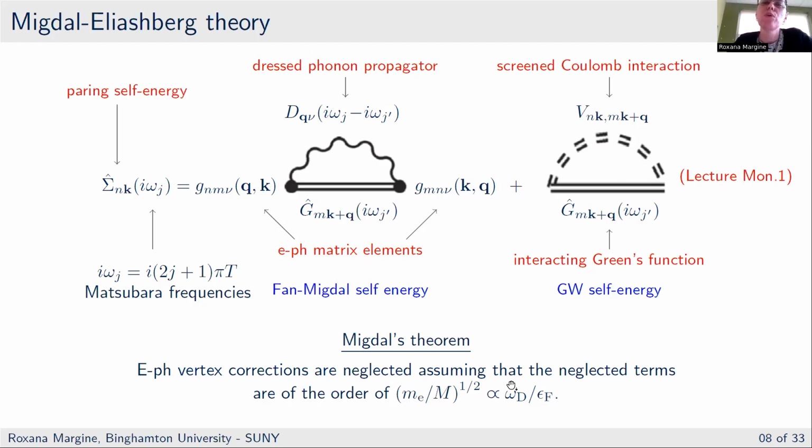Of course, for superconductors in which this ratio is large, where the phonon and the electron energy scales are comparable, the Migdal approximation may break down, and in that case, electron-phonon vertex corrections could play an important role.